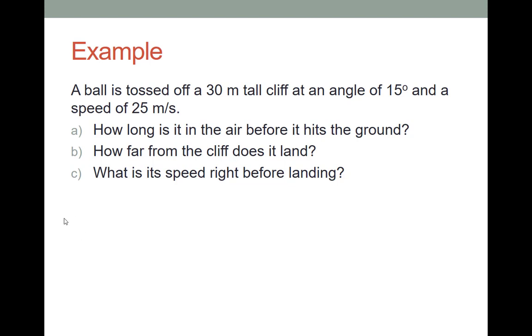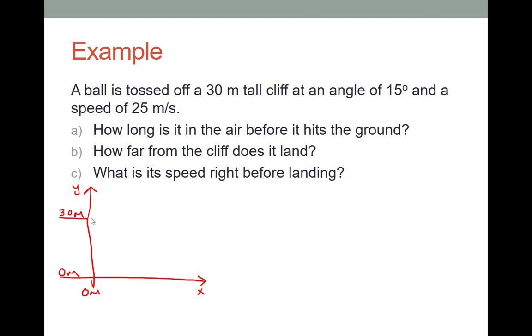Okay. So here's my cliff. I'm going to let the edge of the cliff be right aligned with my y-axis. Here's my x-axis. I'm going to let the ground be 0 in y, which allows the cliff to be 30 meters tall, as given in the problem. I'm also going to let the edge of the cliff be 0 meters horizontally.